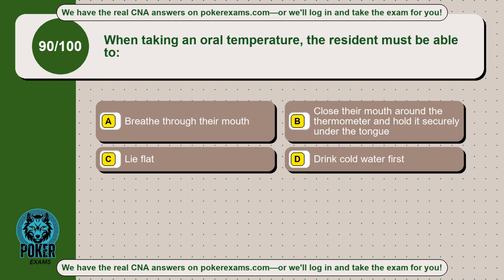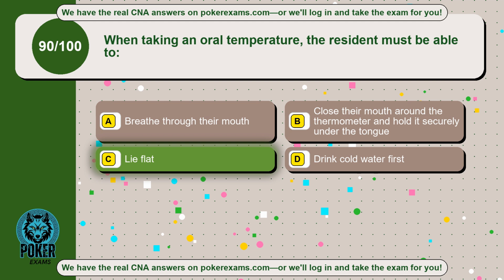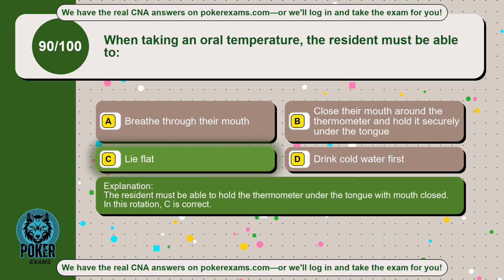Question 90. When taking an oral temperature, the resident must be able to: Option A. Breathe through their mouth. Option B. Close their mouth around the thermometer and hold it securely under the tongue. Option C. Lie flat. Option D. Drink cold water first. The correct answer is option C. Lie flat. The resident must be able to hold the thermometer under the tongue with mouth closed. In this rotation, C is correct.